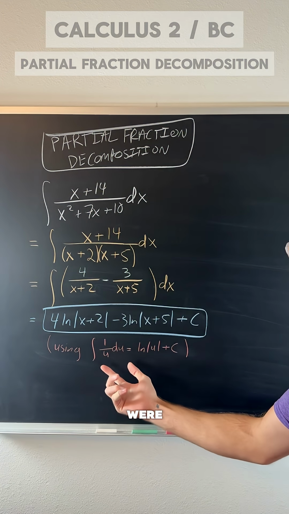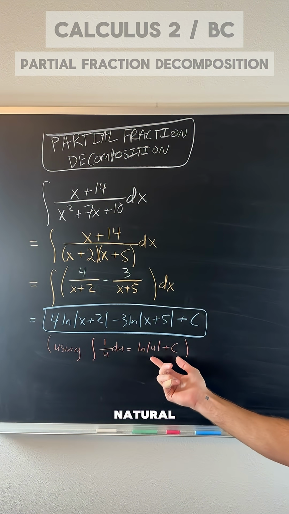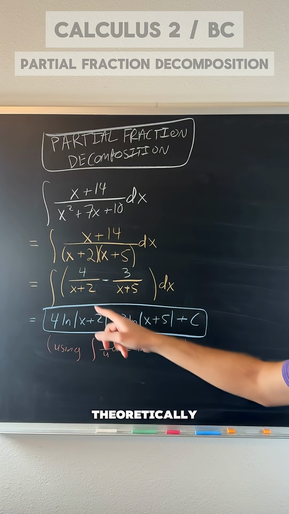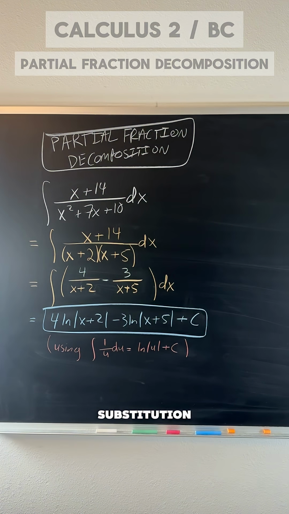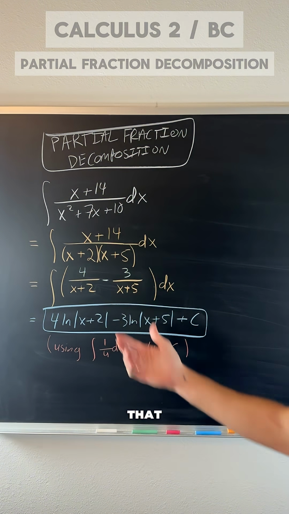In both of those integrals, we were using the integral of 1 over u du equals natural log absolute value of u plus C. Theoretically, these would require us to do a u substitution, but since the derivatives of each of these are just 1, we can shortcut and simply do that u substitution in our head.